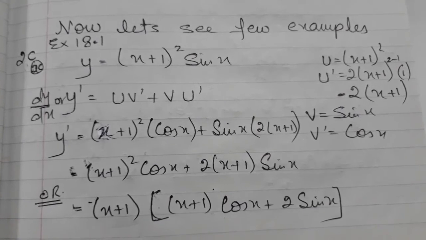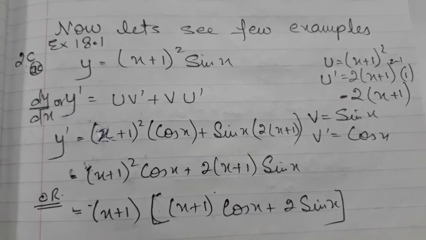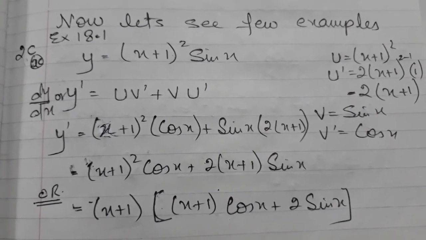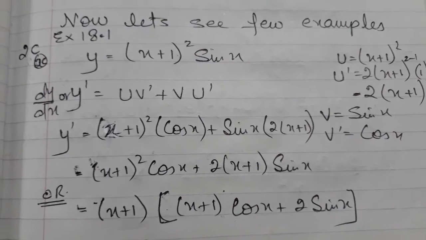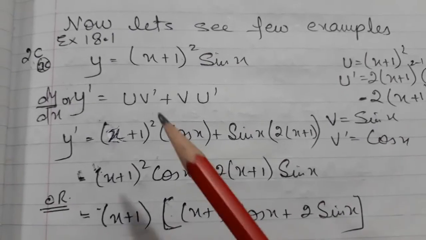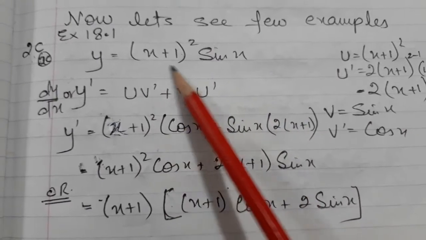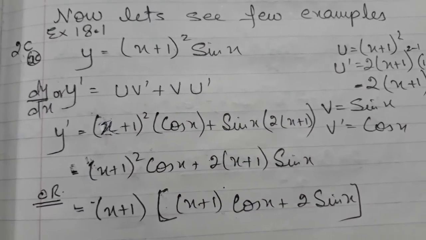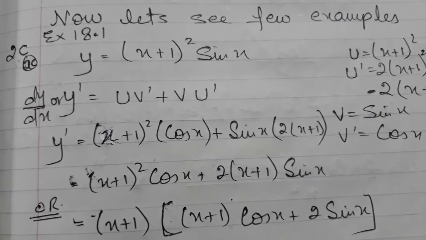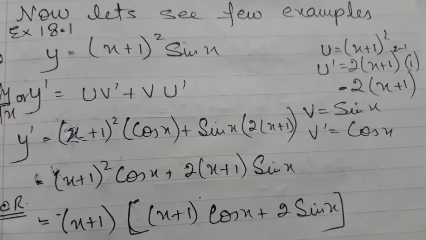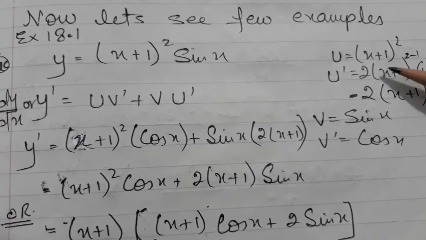Now let's see question 2C of same exercise 18.1. There is only one exercise in chapter 18 and the other one is miscellaneous. Okay, now look at this question. What do you think is happening here? Again, two functions are multiplying. So I will take u as x plus 1 whole square. I have shown you on the right hand side here, right?